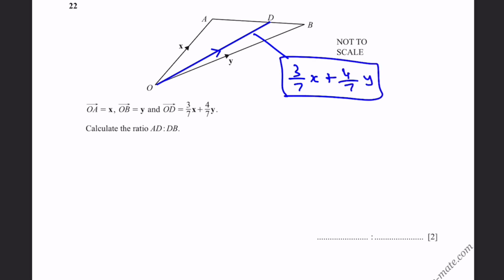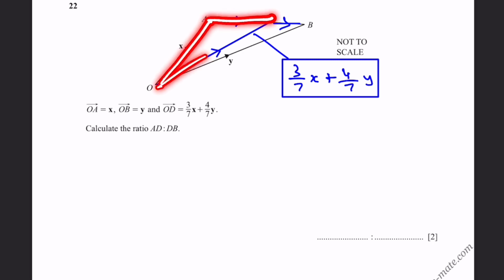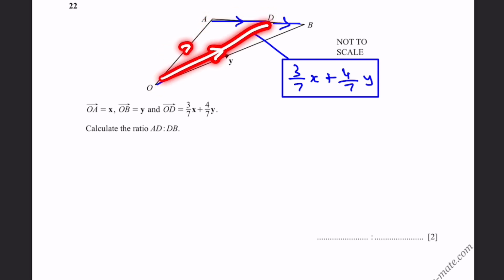Now, calculate the ratio AD is to DB. Now, using the law of triangles in vectors, we can take this vector here and this vector here. And now, this vector plus this one is equal to this one, assuming they all go in this direction. X goes like this direction, OD also goes this direction. So we need this to go in that direction, so we add these two to get this.